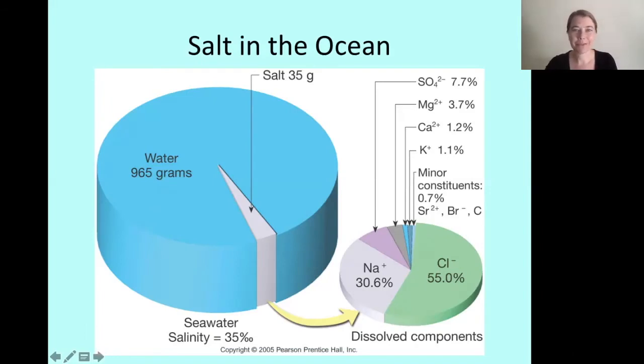So if you take a liter of seawater and got rid of all the water, you're left with 35 grams of salt still. Of course, most of that is sodium and chloride, as we think of, but a number of other ions are pretty important to that overall salinity as well, including sulfate and magnesium, calcium and potassium being the major other contributors to those 35 grams of salt in a liter of seawater.